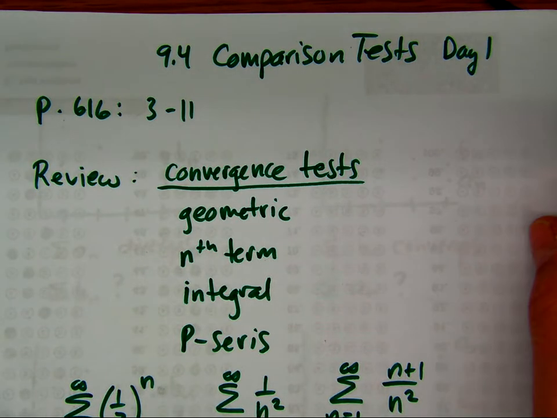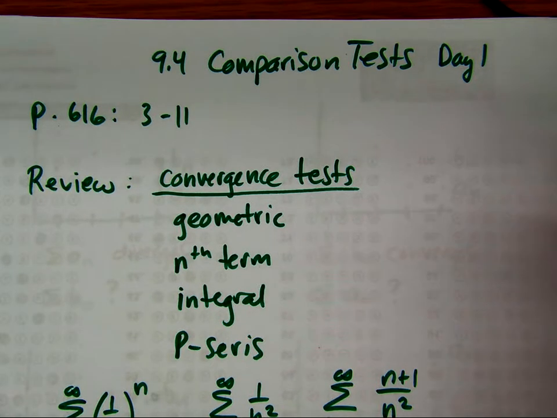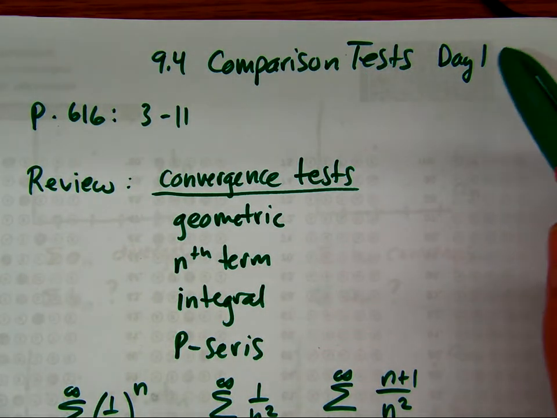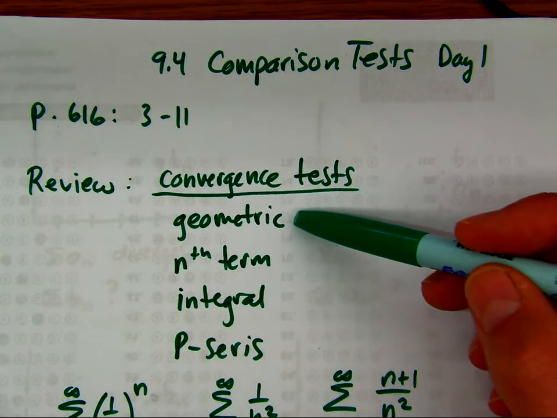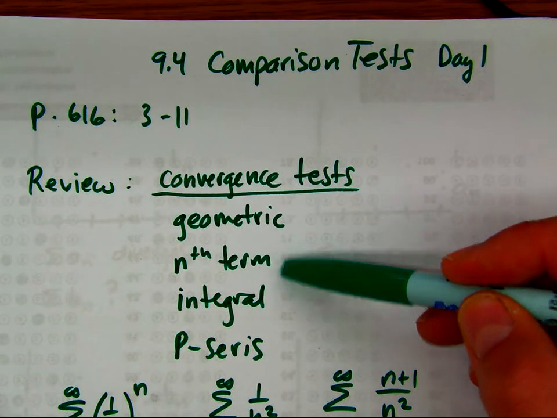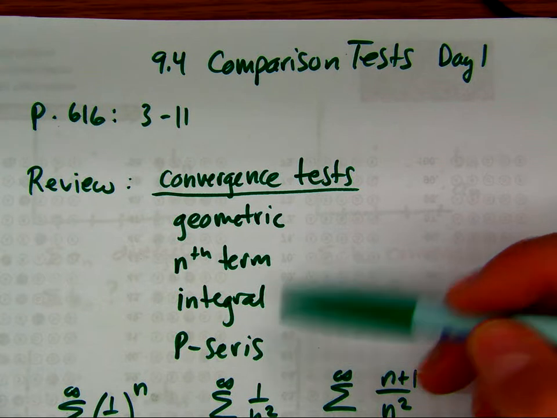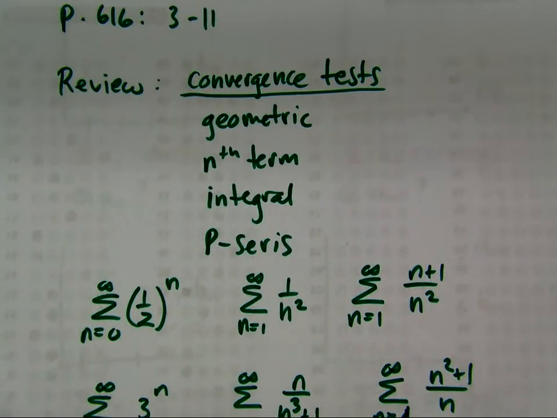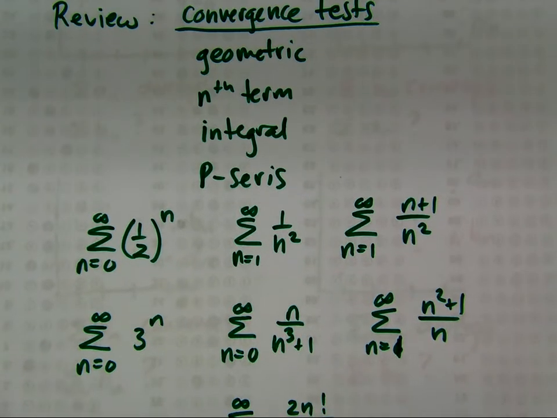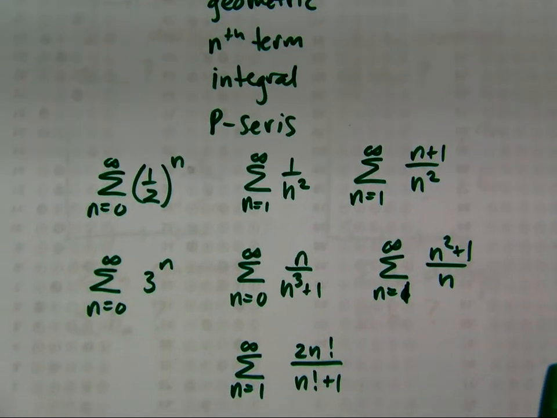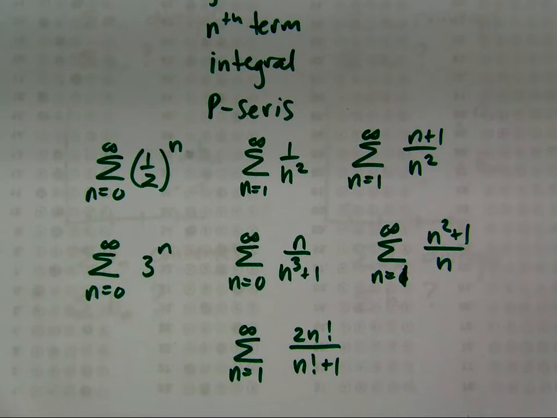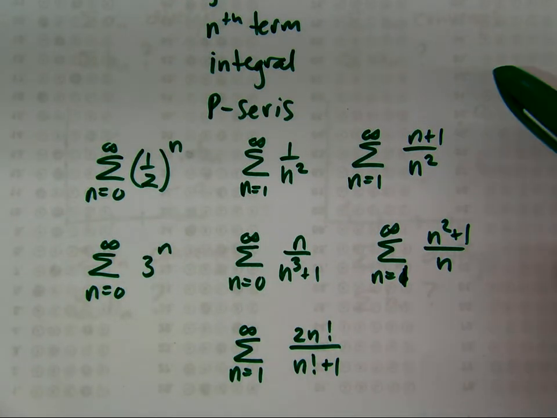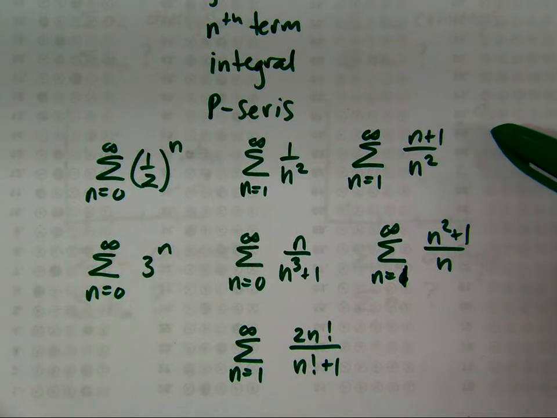Okay, in this lesson we're going to learn a new test called the comparison test. Let's review the tests that we've learned so far: geometric, nth term test for divergence, the integral test, and the p-series test. And we'll try them out on these series. So pause the video and decide which test you would use for each of these series and whether it converges or diverges.